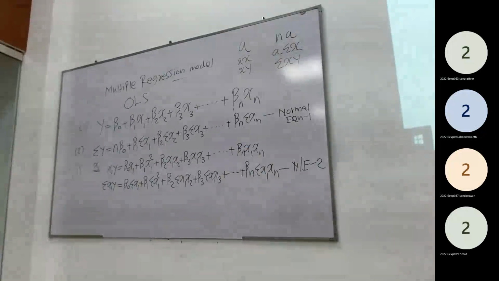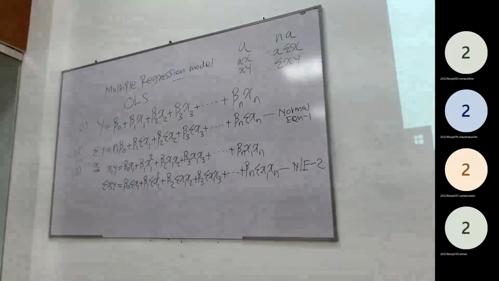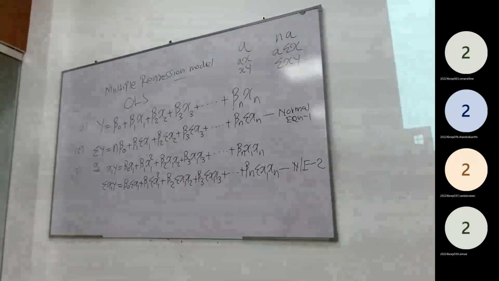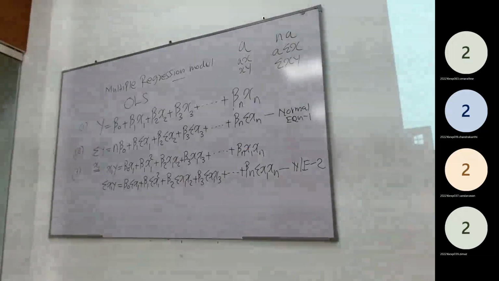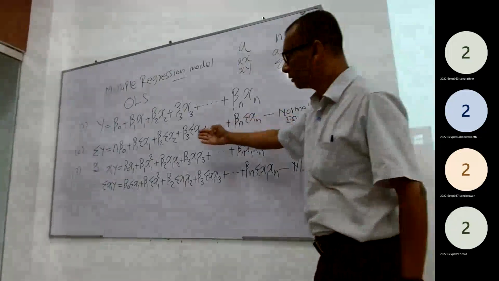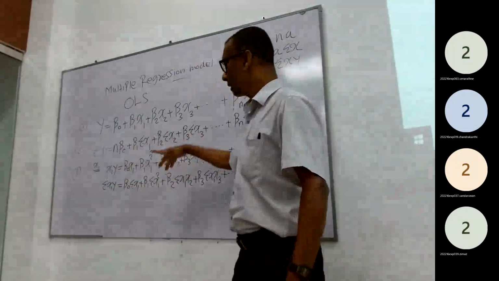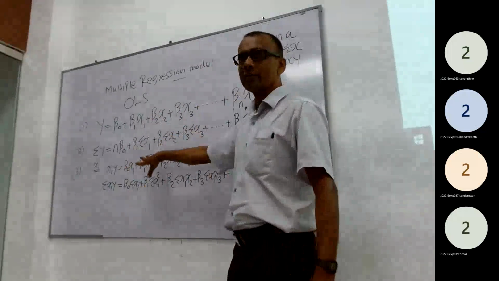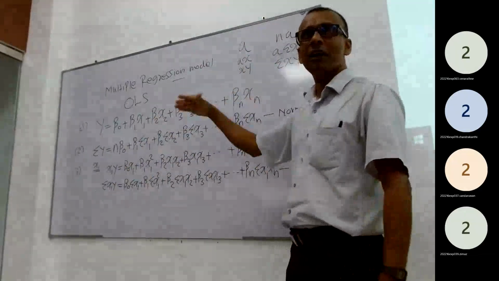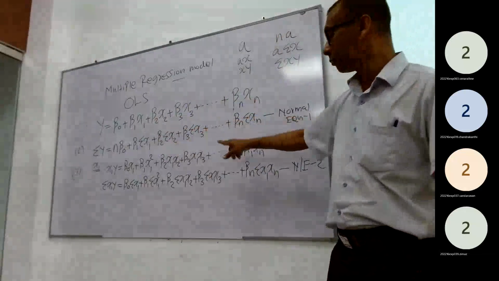If you keep in mind that sigma notation is very simple. Right, then you multiply by x2, apply sigma. Then x3, apply sigma. x4, apply sigma. x5, apply sigma. Like that, continue for all the independent variables.